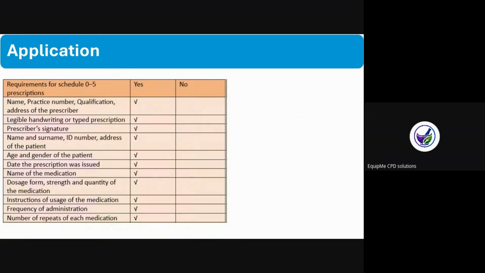Okay. Another way to apply this with ease is to create a checklist. If you're dispensing, then create a checklist of the requirements from Regulation 33 of the Medicines and Related Substance Control Act. It requires that there needs to be a name, practice number, qualification, and address, and all of those things. So if it's provided, then you tick. If it's not provided, then you can add another comment box here, comments of what you did, because maybe the doctor did not include, let's say, the dosage form.